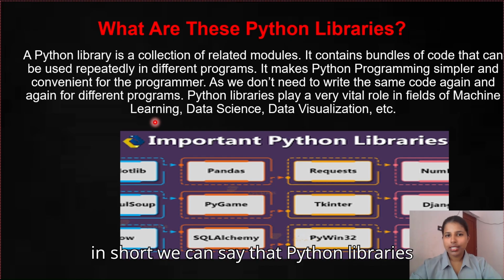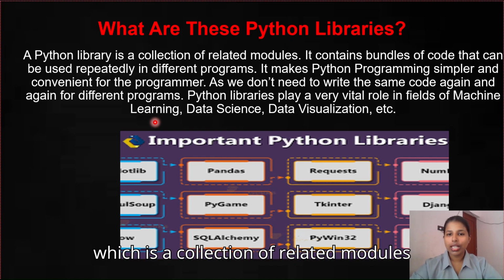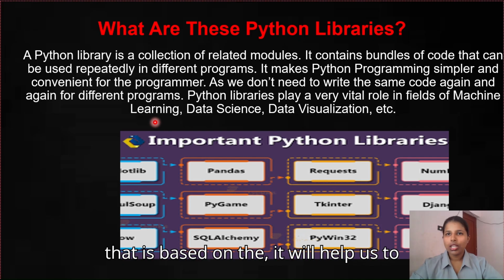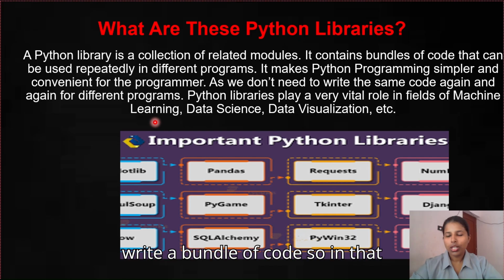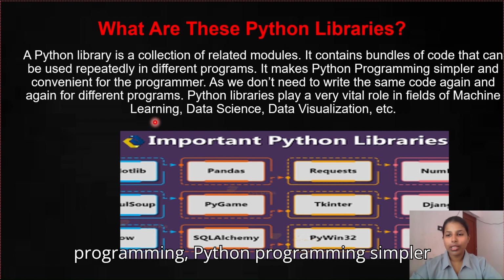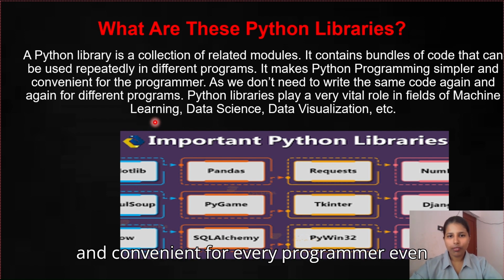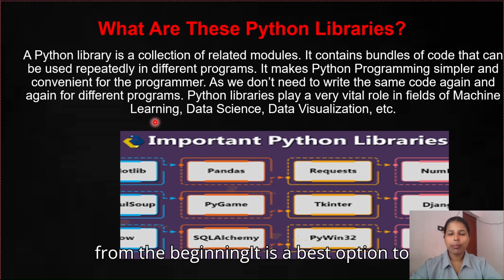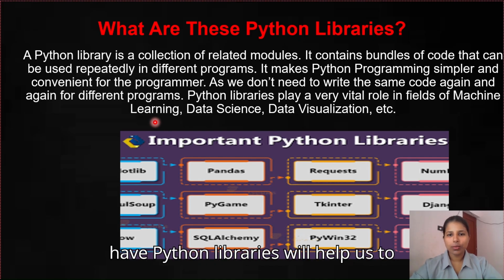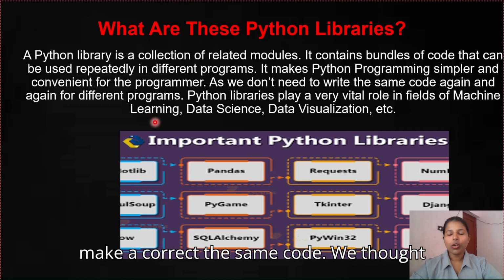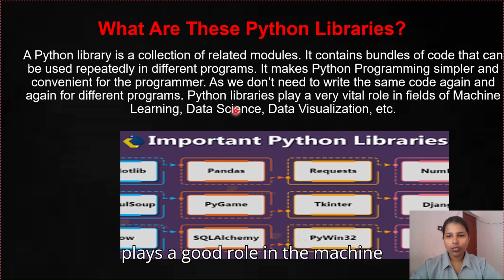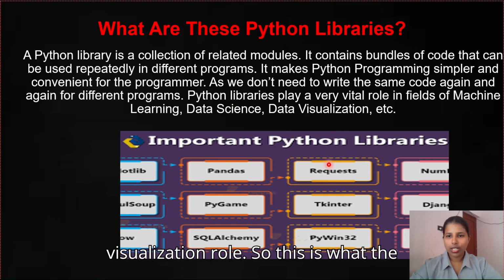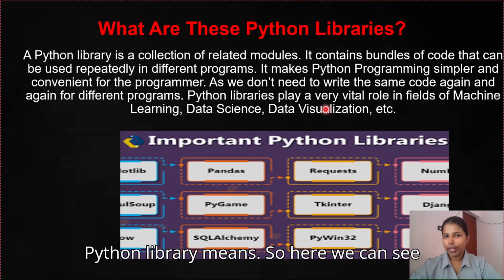In short, a Python library is a collection of related modules that helps us make the code easy. We don't want to write a bundle of code, so the library will contain the code we want. It makes Python programming simpler and more convenient for every programmer, even beginners. We don't need to write the same code again and again. Python libraries play a good role in machine learning, data science and data visualization. So this is what a Python library means.